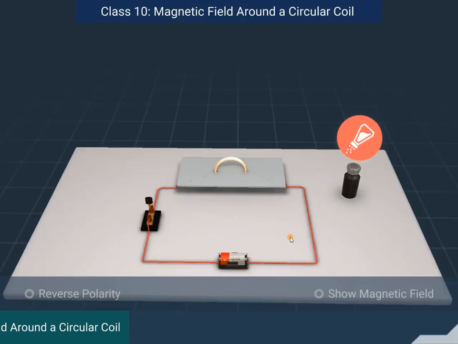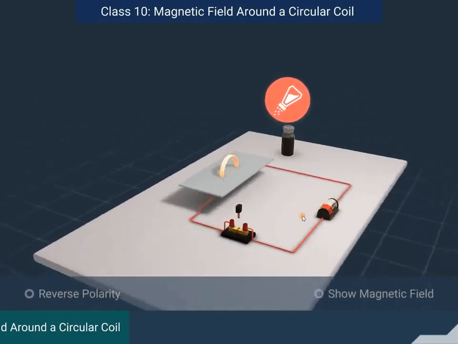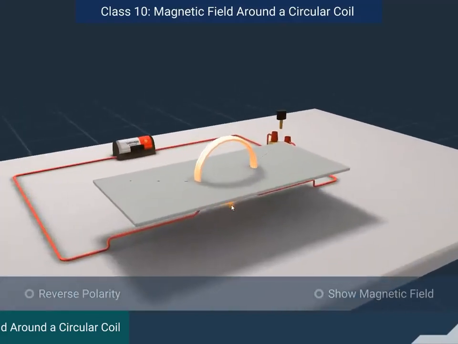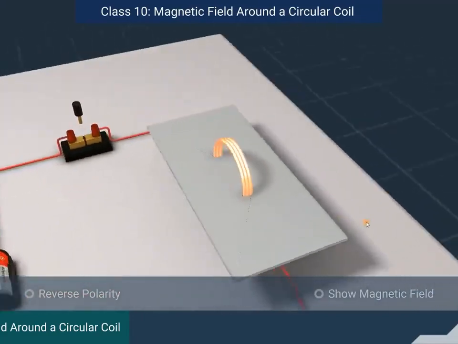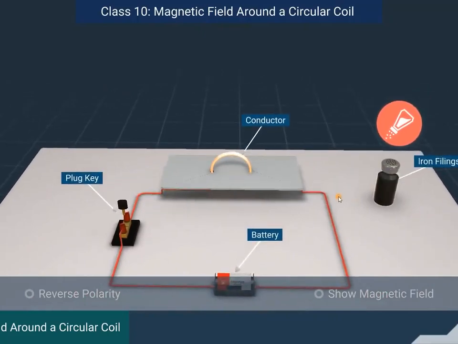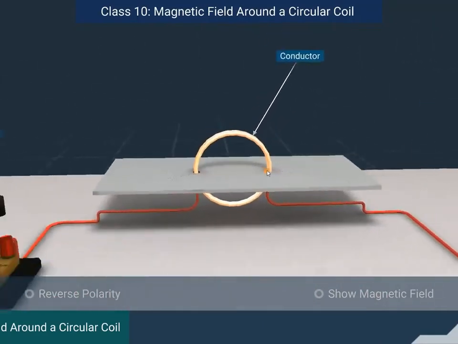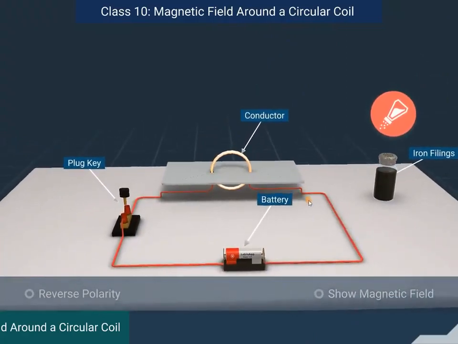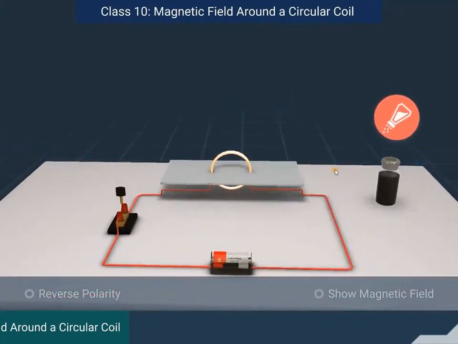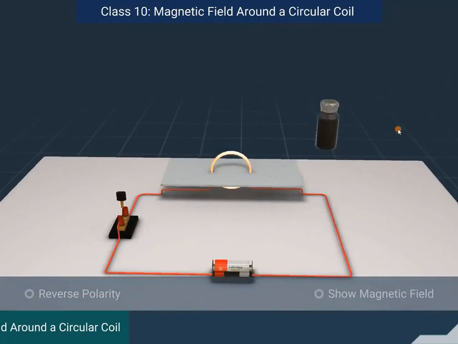We have seen the pattern of the magnetic field lines produced around a straight wire carrying current. Suppose we bend this wire in the form of a circular loop and a current is passed through it. How would the magnetic field lines look? Let's check this out. We have taken a circular wire connected in an electric circuit and a sprinkler with iron filings. Sprinkle some iron filings around the coil and insert the plug key to close the circuit.